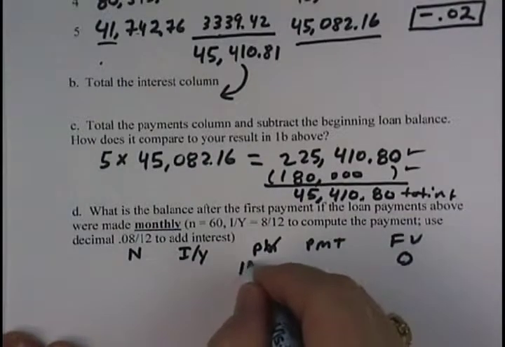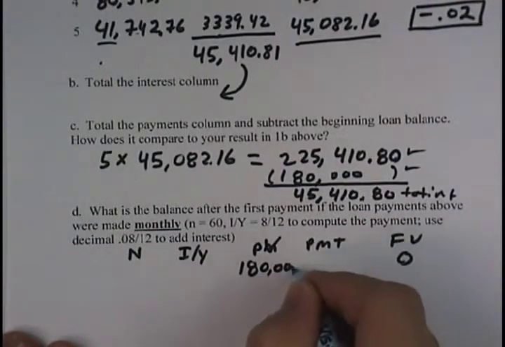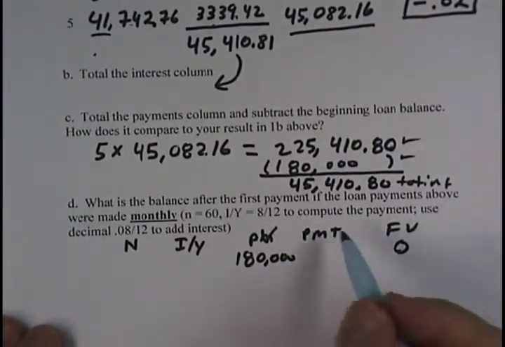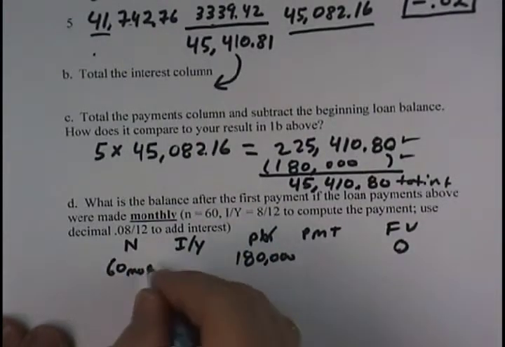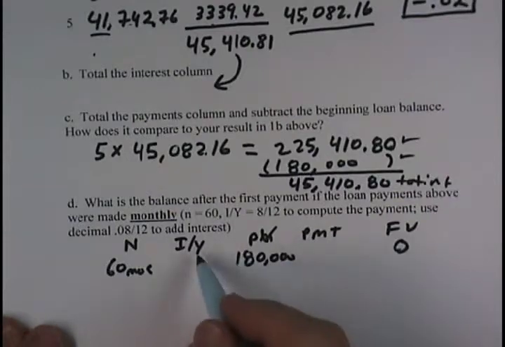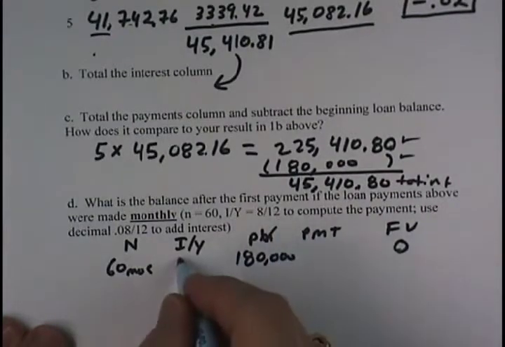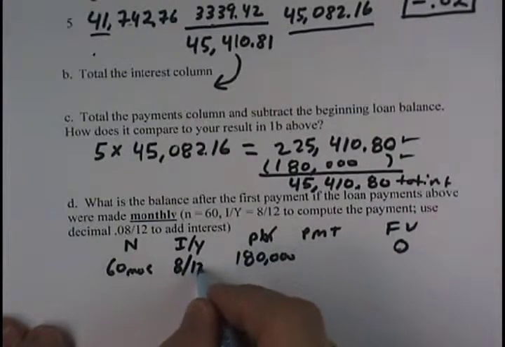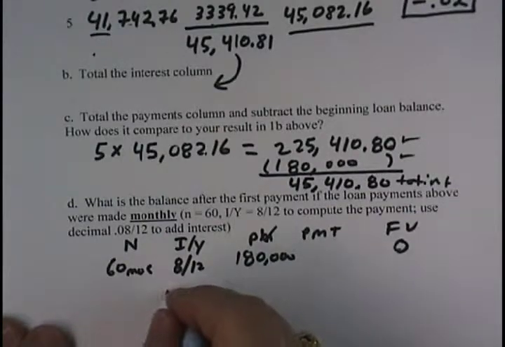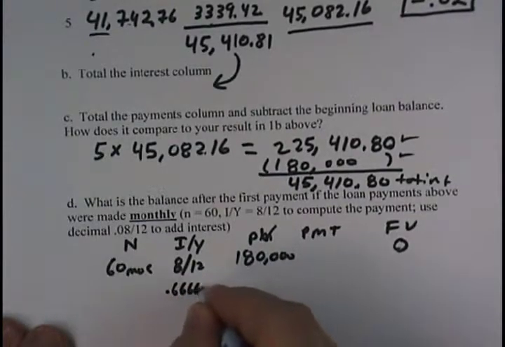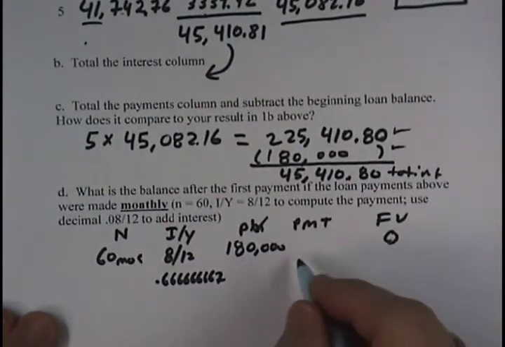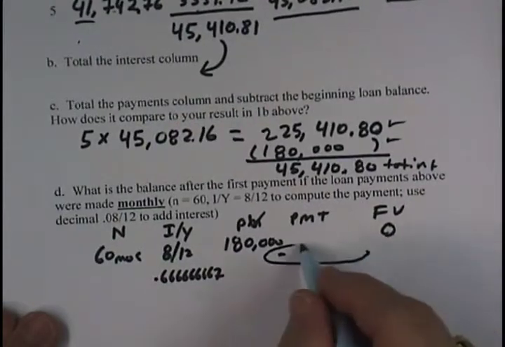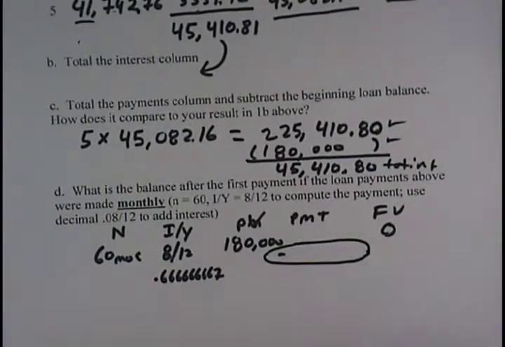I'm going to still be borrowing $180,000, but I'll repay it monthly over the 5 years, so that will be 60 months. I'll take my 8% rate and divide it by 12 to get 2/3 of a percent per month as my monthly rate. And the payment amount, of course, the calculator will put a minus sign in front of it. I will compute my payment amount.